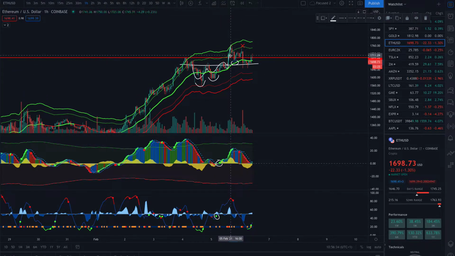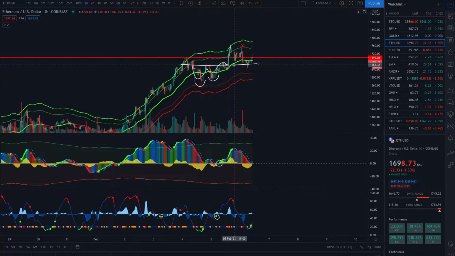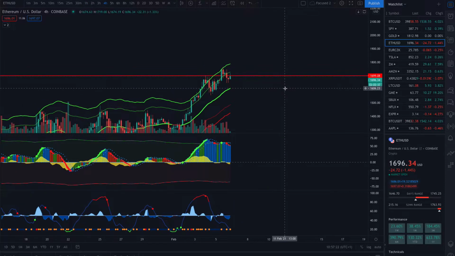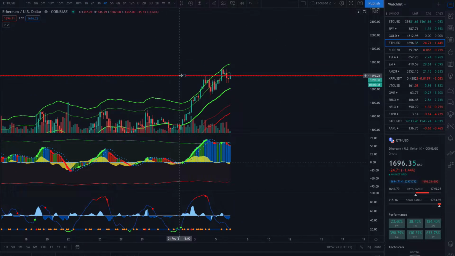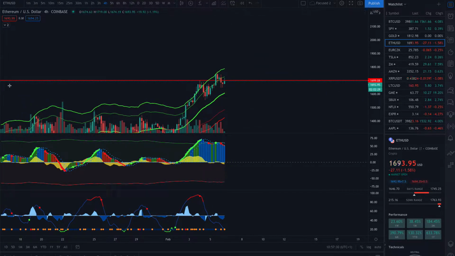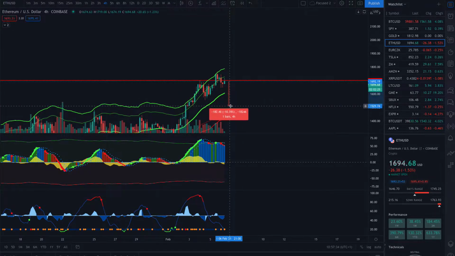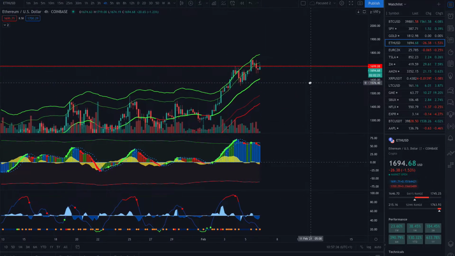For example, if I had a long going on Ethereum, I would exit if we start closing below this 1 hour trend line. Okay, but we got a support on this trend line. We even had a correction not too long ago right here, 2 days ago, a correction of 10%. Okay, so if we get another one, 10%, we can head back down to 1,500.